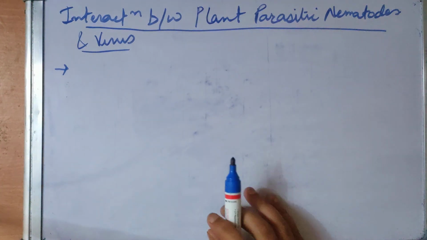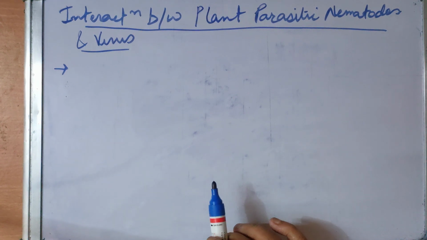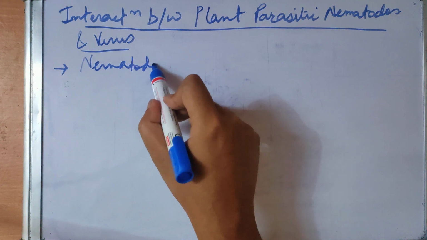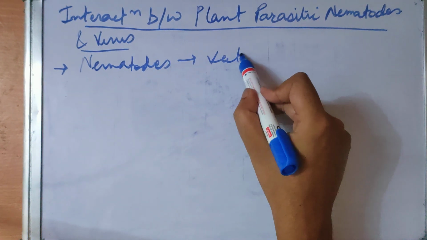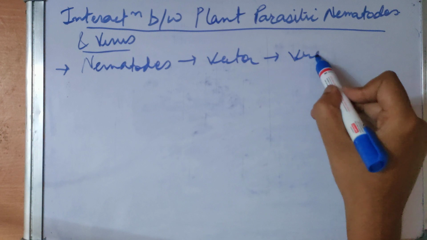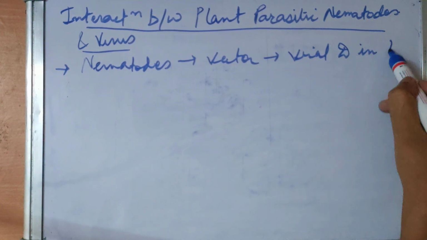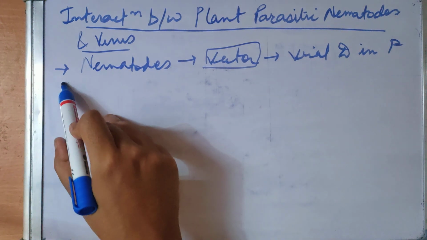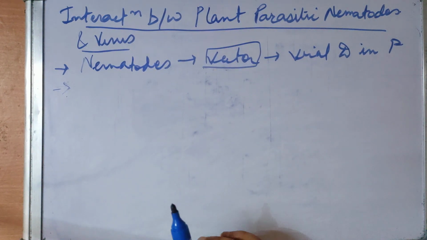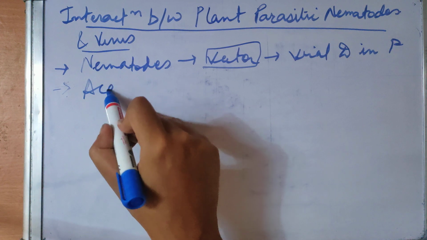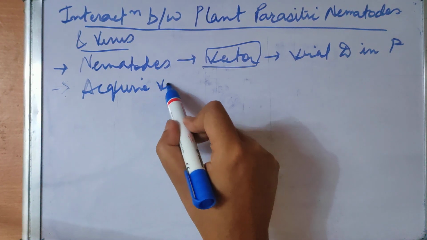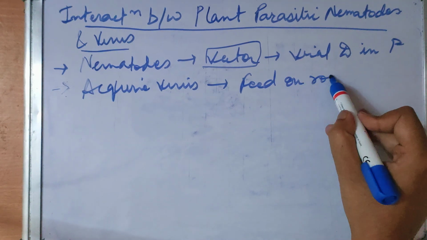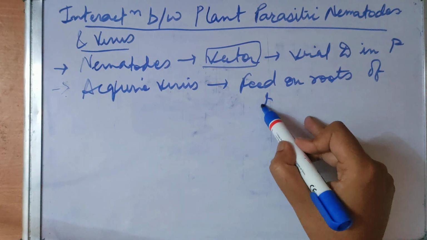You should know that nematodes act as a vector for spread of viral disease in plants, a vector which carries the disease. Nematodes acquire virus when feeding on roots of infected plants.